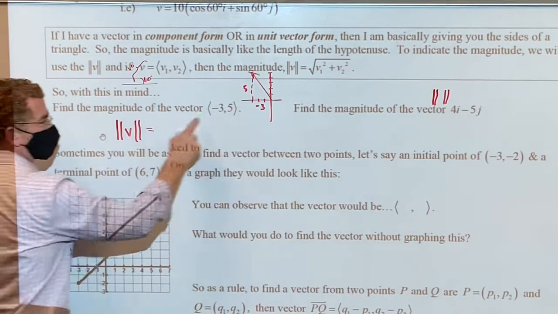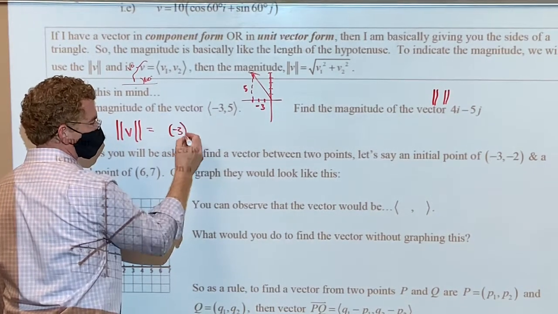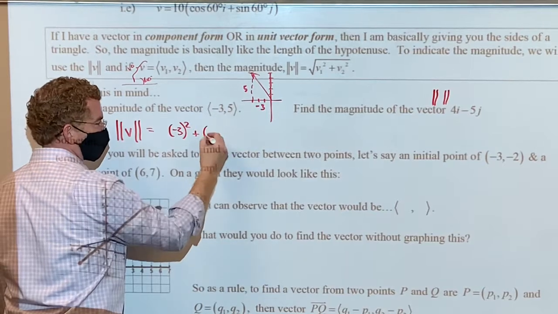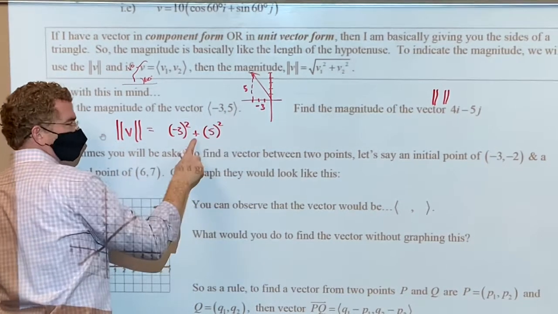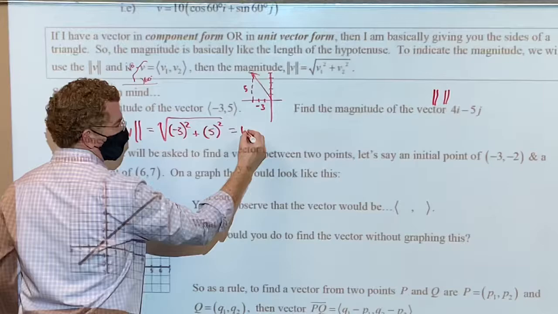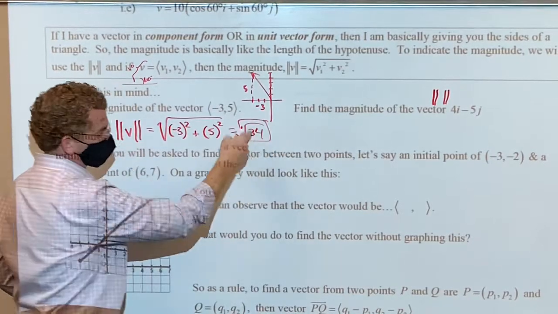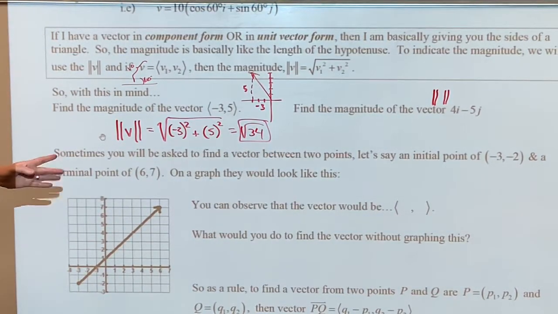So for magnitude, I'm going to square the -3. I'm going to square the 5. I'm going to add them together and take the square root. And then if you don't have a calculator, you're fine to leave it like this. Or even if you do, it's better than rounding it.